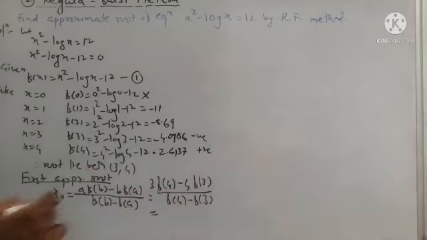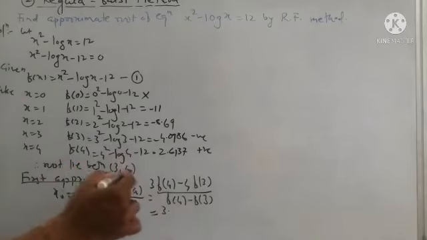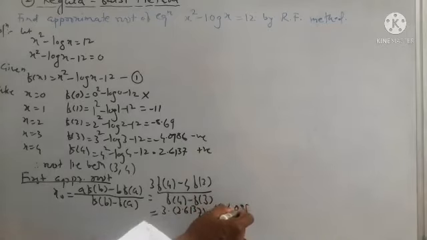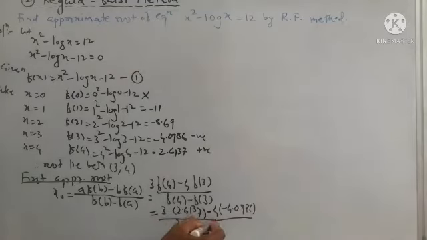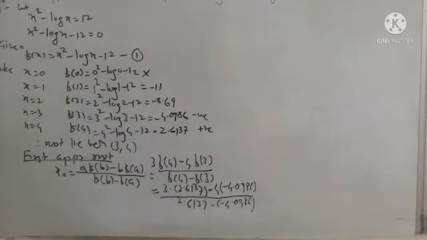Now we know the values of f of 4 and f of 3. In the first term, 3 is multiplied by f of 4, which is 2.6137, minus 4 into f of 3, which is minus 4.0986, divided by f of 4, 2.6137, minus f of 3, minus 4.0986. Now using a calculator, we can evaluate the value of x naught as 3.6106. Okay, so we get the first approximate root.